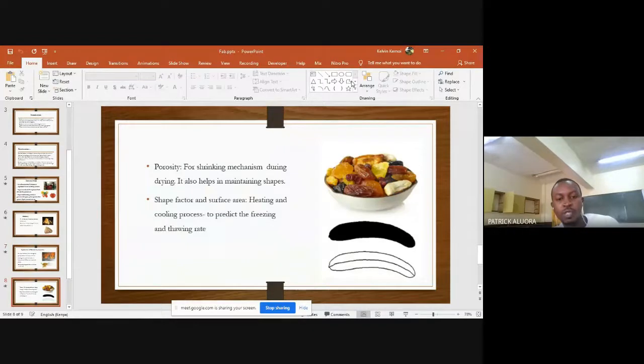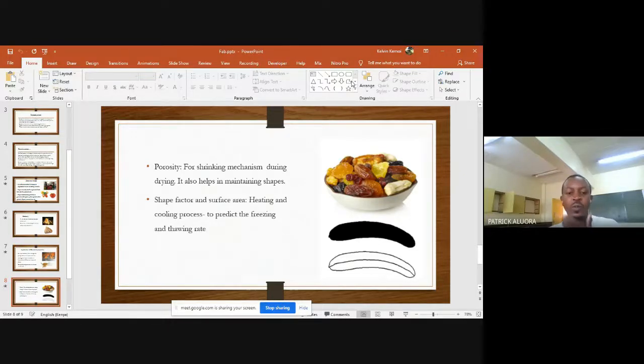And lastly, we have porosity, and porosity will always determine the shrinking mechanism during drying. If you look at dates, as you can see from the photograph there, dates tend to shrink as they dry. Why? Because they are highly porous in nature. Let us look at what we commonly use. If you compare bell pepper and a tomato, for example, as they tend towards drying, the bell pepper shrinks more than a tomato will shrink. Why? Because the bell pepper is more porous as opposed to the tomato.